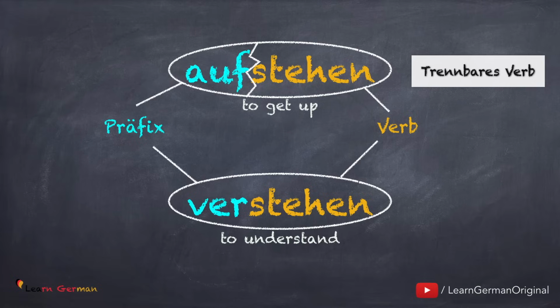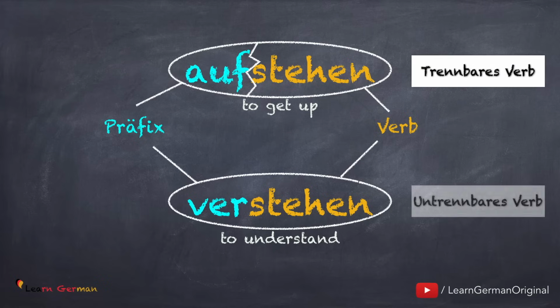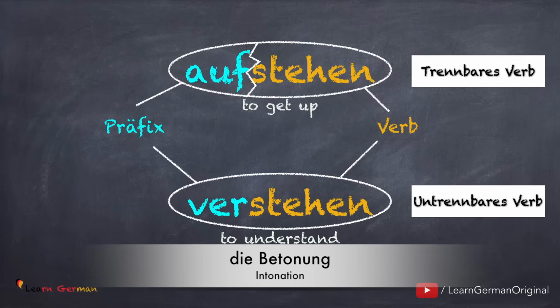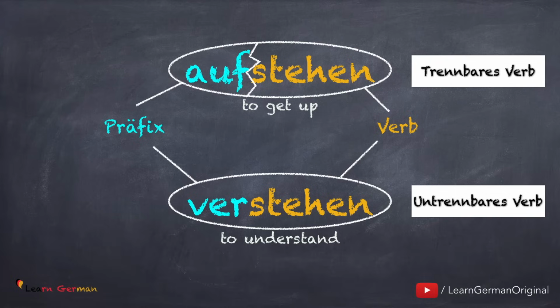Since the prefix of the first verb is separable, it is called a trennbares Verb. In the second verb, you cannot separate the prefix, but use the verb as a whole. This verb is known as untrennbares Verb. Another basic difference between the two verbs is die Betonung or the intonation. In the case of trennbare Verben, the intonation or the stress is on the prefix. For example, aufstehen. In the case of untrennbare Verben, the stress is not on the prefix, verstehen. Let's see a few examples to understand that.